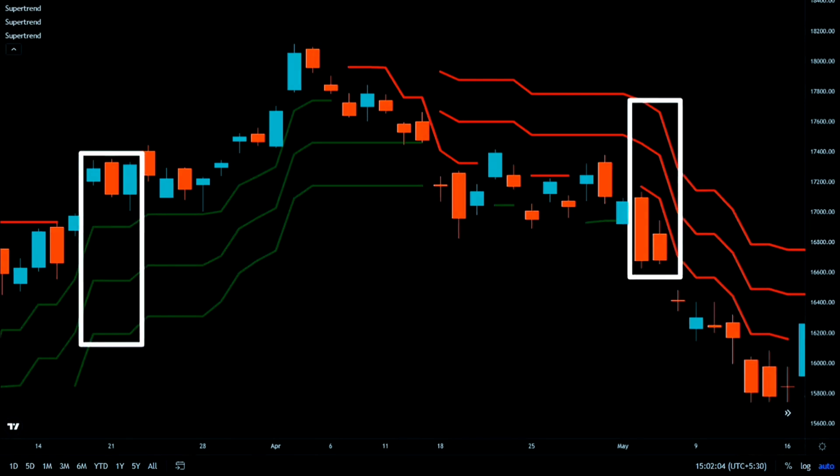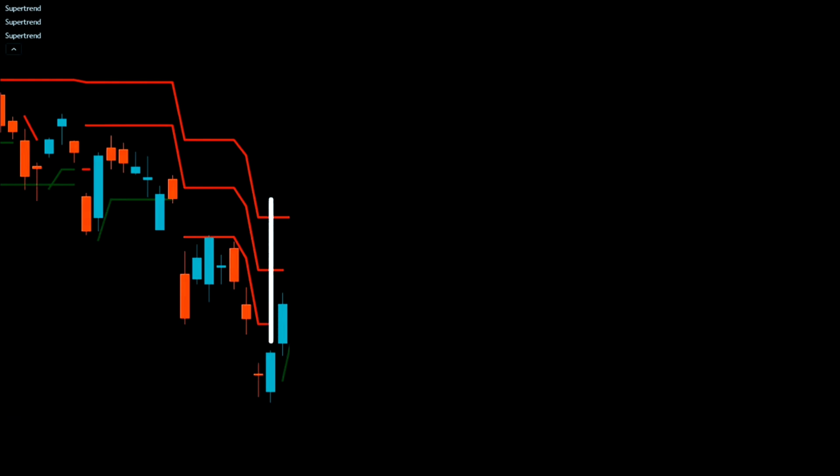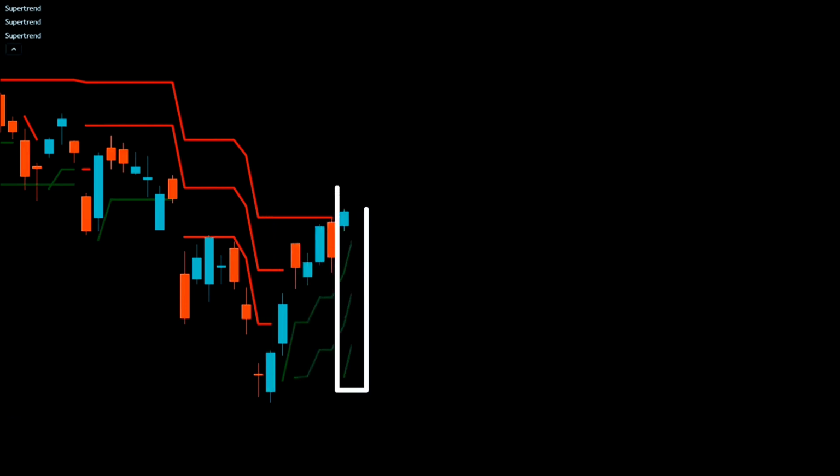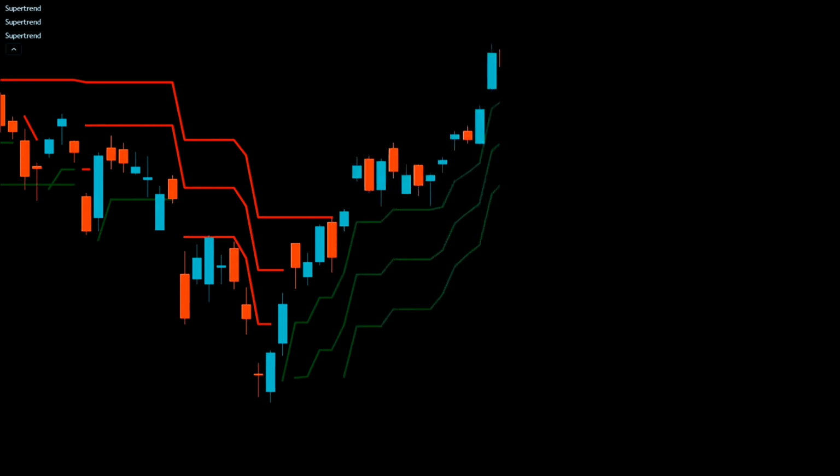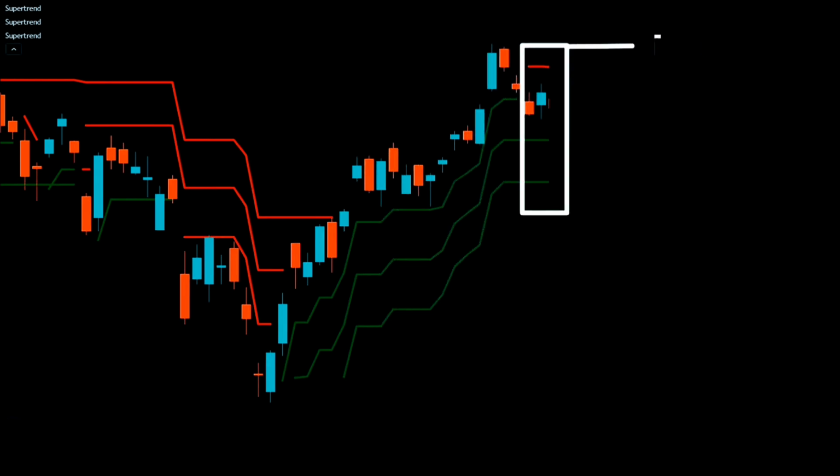Let's understand this with an example. Here, you can see the top 2 lines are red and the bottom line is green. In this case, you should not take any trade. Next, at this point, you'll notice all 3 lines have turned green. This is a buy signal, and you can enter a buy trade here. Your exit will be when any one of the 3 lines changes color.